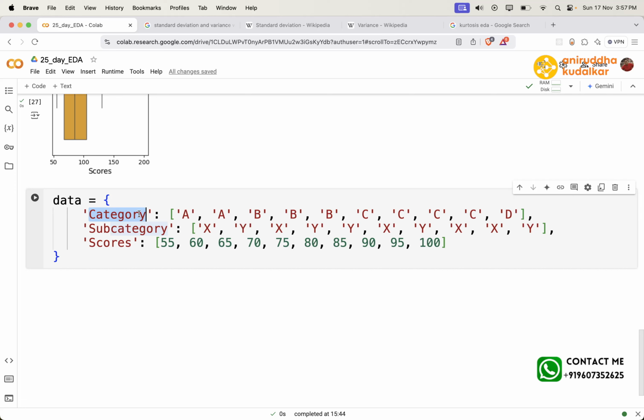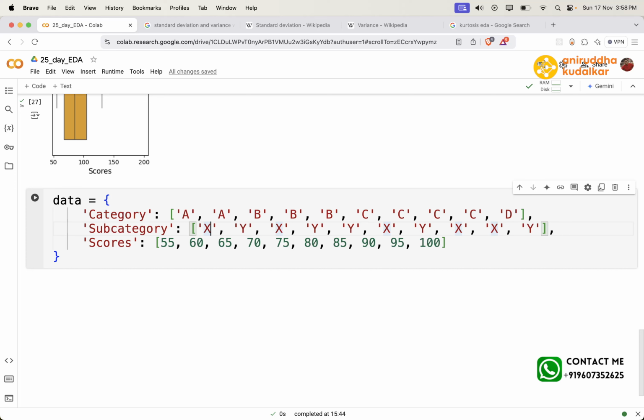What is the relationship between category and the subcategory? What is the relationship between the subcategory and the scores? Category and the scores. You getting my point? This thing is done by the multivariate non-graphical. Cross tabulation. Cross tabulation means what? We will create the table between these three things. The relationship table between how the values are associated with each other. We need to calculate that.